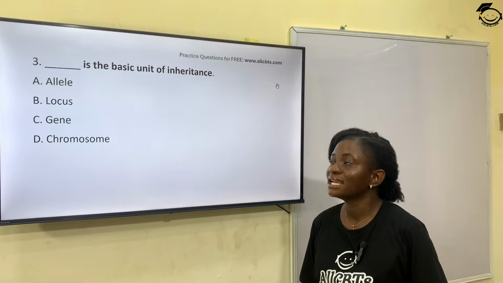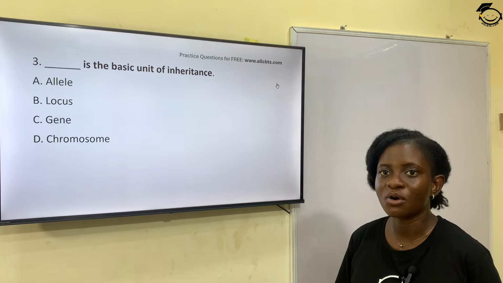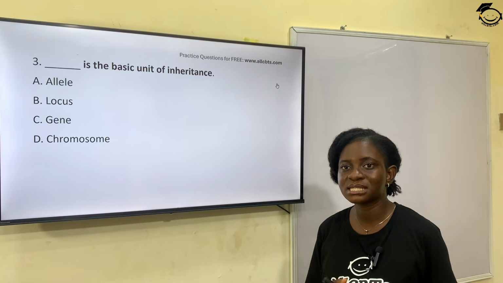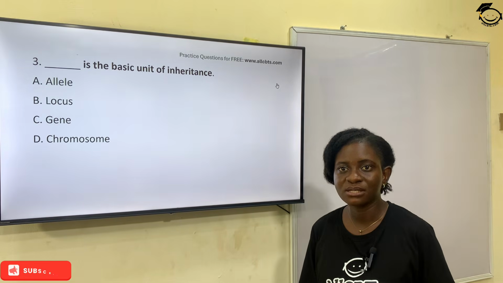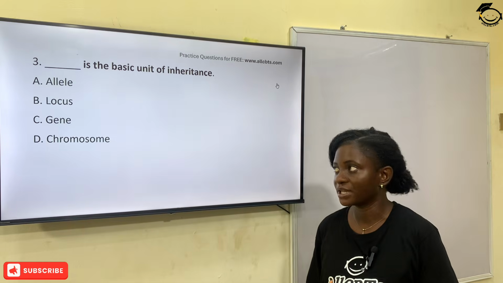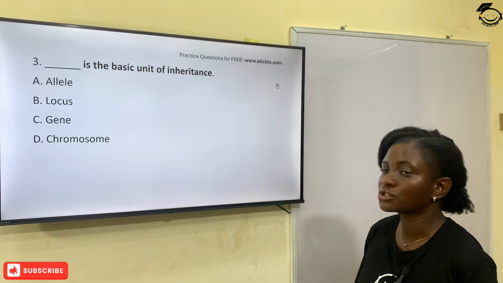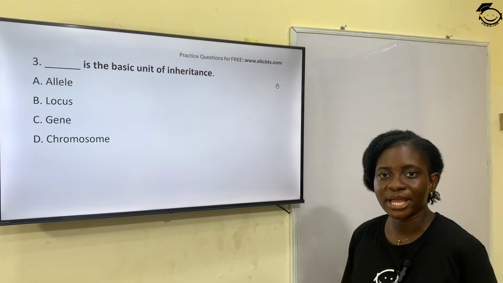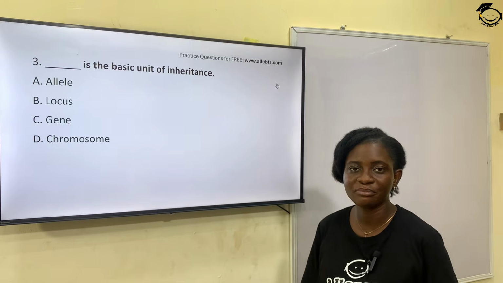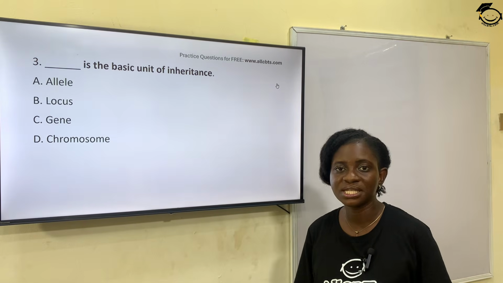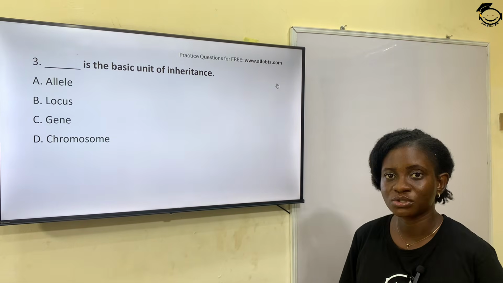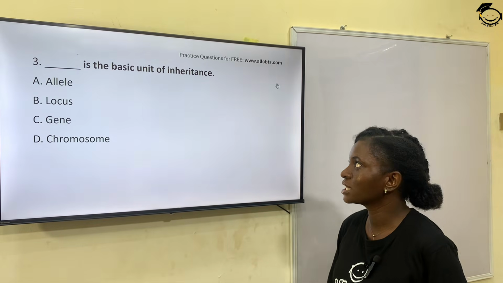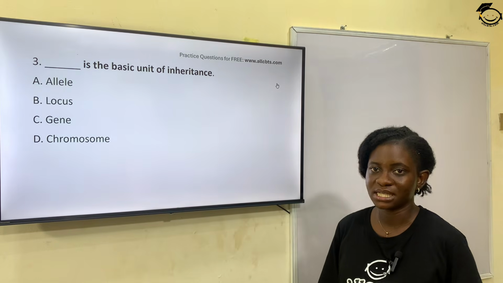Question 3. Dash is the basic unit of inheritance. When we talk about inheritance, that's passing specific traits from parents to offspring, and this has to do with the passing of genetic material. So option A, allele, option B, locus, option C, gene, option D, chromosome. The correct answer is gene. Gene is the basic unit of inheritance.